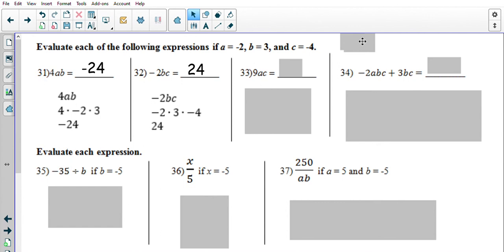Number 33, 9AC. Replace A with negative 2, C with negative 4. It will look like this. 2 negatives means my answer is positive. I did 2 times 4 to get 8. 8 times 9 is 72. So final solution is positive 72.